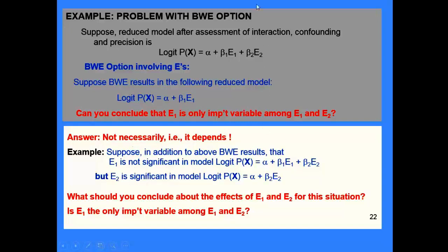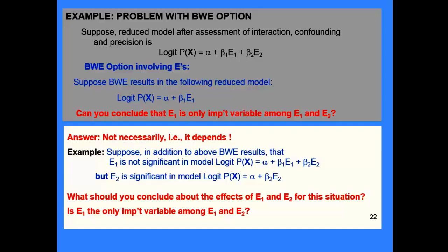Suppose that in addition to the above results where we dropped E2, suppose that E2 is significant. Suppose that not only is E2 not significant in this model, but E1 is not significant in this model. But E2 is less significant than E1. So if you're going to do backward elimination, you drop E2 before you drop E1, right? Because E2 is less significant than E1 is. But suppose if you kept them both in the model, you'd find that E1 isn't significant either. And then you dropped E1, and you were left with a model which only has E2 in there, and E2 turned out to be significant.